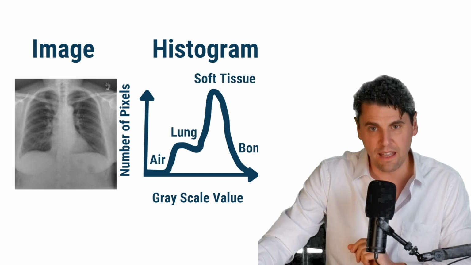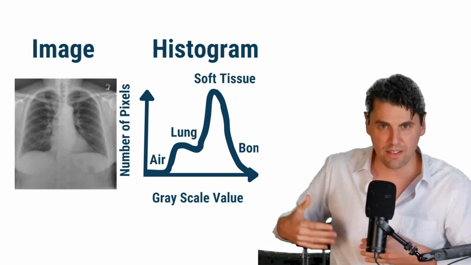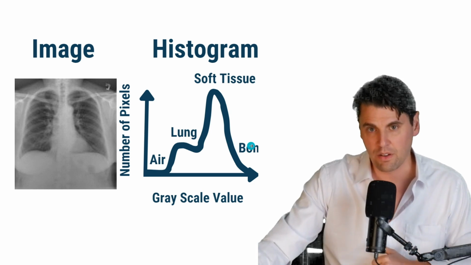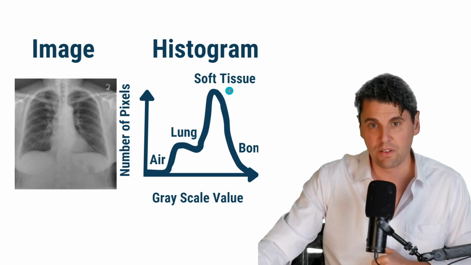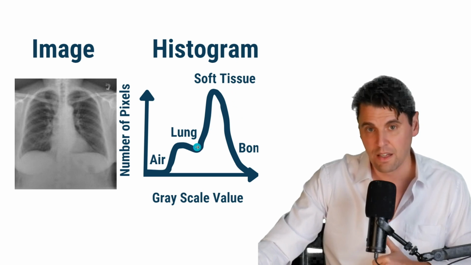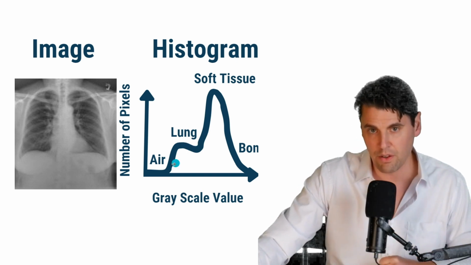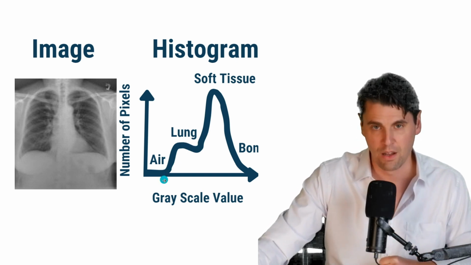What you can see is that the human body actually doesn't have that many different types of tissue here. You can see there's a little bit in the bone space. There's a lot in the soft tissue space. There's some in the lungs as well, because there's a good amount of lung field here. And then there's a little bit of air down here.